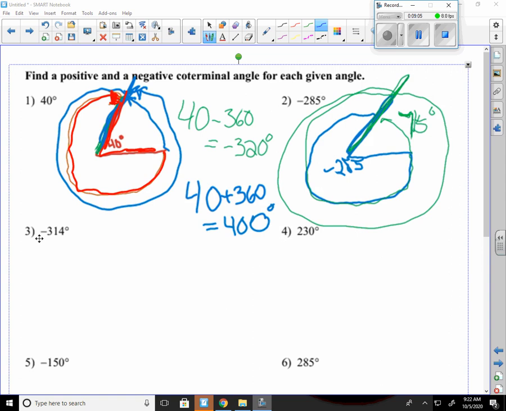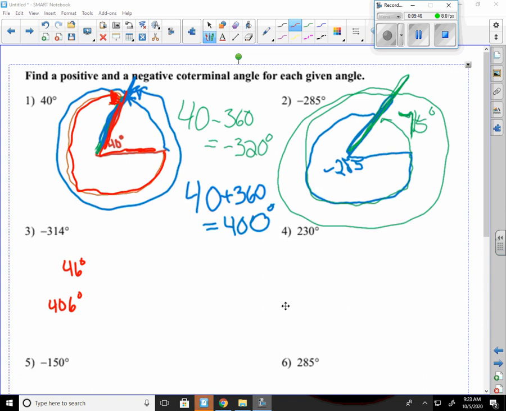Okay, negative 314. In order to find out how far I would go, do 360 minus 314. You get 46. So it's 46 degrees. I could then do 46 plus 360. That gives me 406. Or I could do negative 314 minus 360. That gives me negative 674. That would also work. Most of you got these ones right.